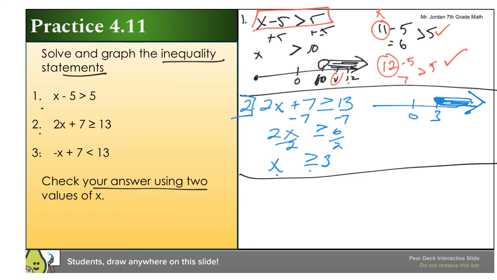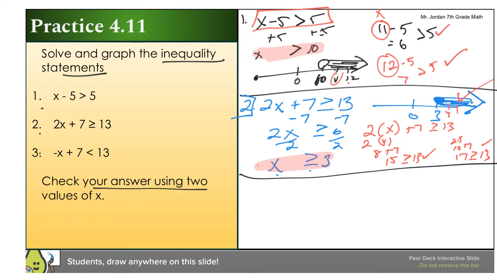Now I have to check my answer. So 2x plus 7, if I choose the next number up, 4. So 2 times 4 is 8 plus 7, so it's 15 is larger or equal to 13, that is correct. If I do it with 5, 2 times 5 is 10, plus 7 is 17 is larger or equal to 13. So my answer here is correct for these two. So this is correct, and this is correct, and I've done a check.